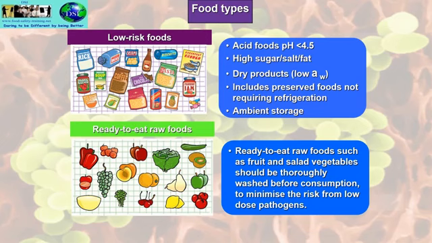Now, there are two different types of diseases. Food poisoning usually requires a high number of bacteria to cause food poisoning. With foodborne diseases, they usually require just from 1 to several bacteria in order to cause a foodborne disease.